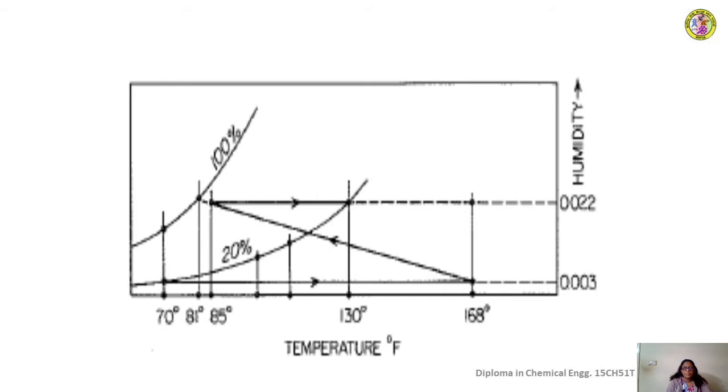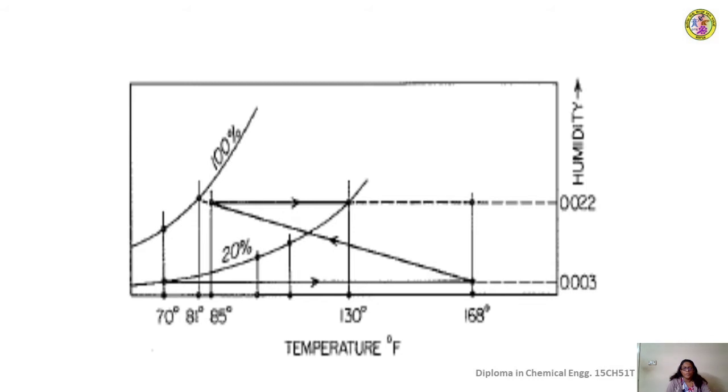So this is a typical diagram showing the humidification operation on a humidity chart, where the values are also shown. Look at the point which corresponds to 70 degrees temperature on the x-axis. That point shows the Tg1 value of 70 degrees, and the corresponding y1 dash value is 0.003 kg water per kg dry air.